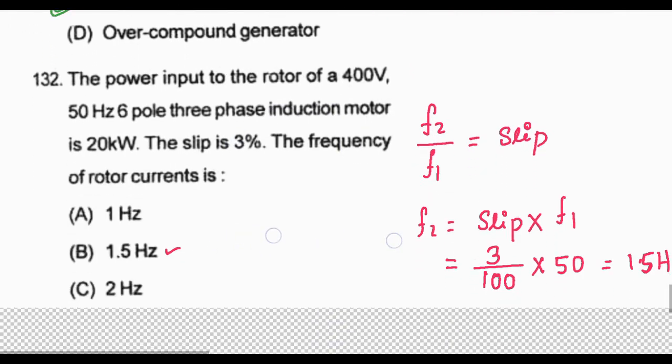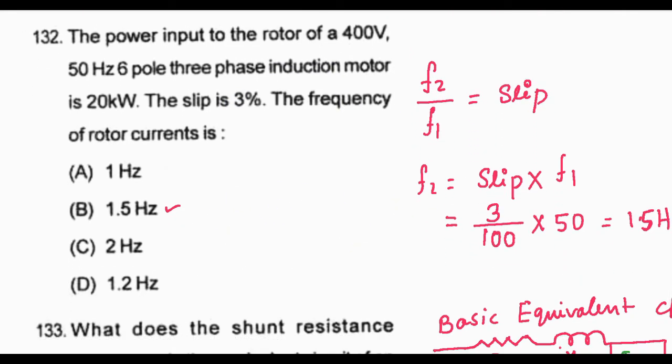Next question is, the power input to the rotor of a 400 volt 50 Hz 6 pole 3 phase induction motor is 20 kilowatt. The slip is 3%. The frequency of the rotor current is. So here the input frequency is 50 Hz.